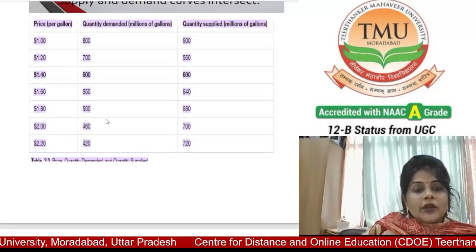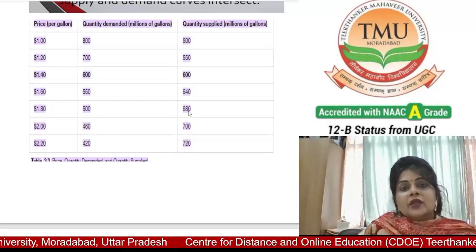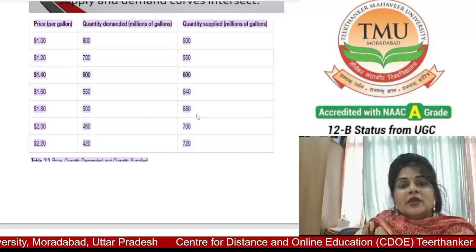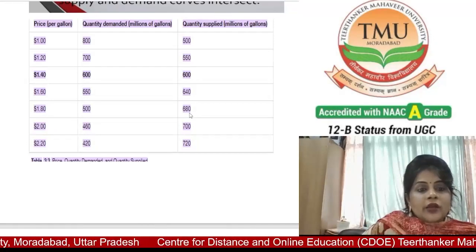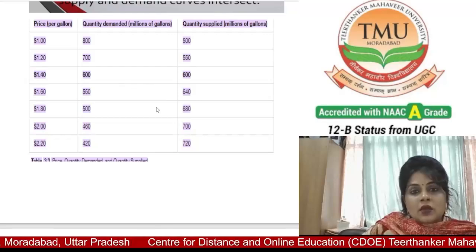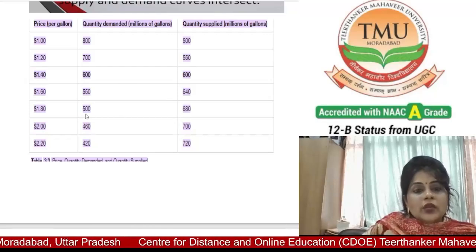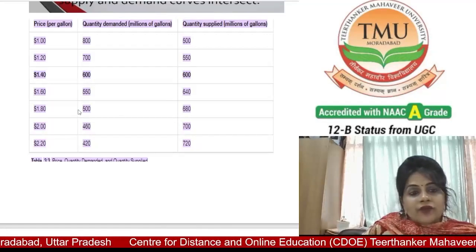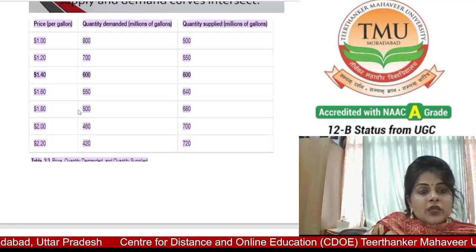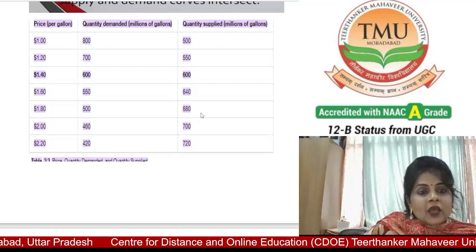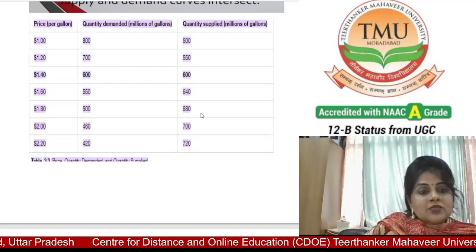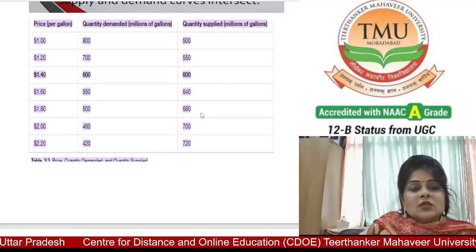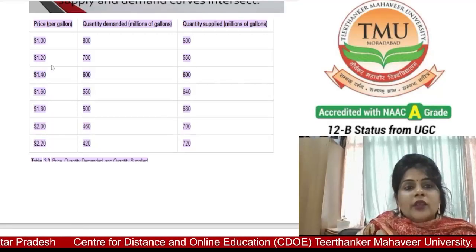Here the quantity supplied exceeds, it is 680, and the quantity demanded is down, it is only 500. So there is excess supply at a price above equilibrium, such as 1.80.